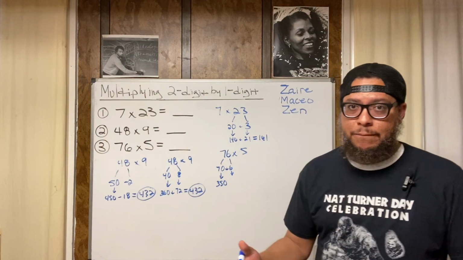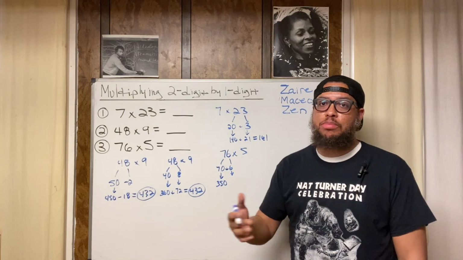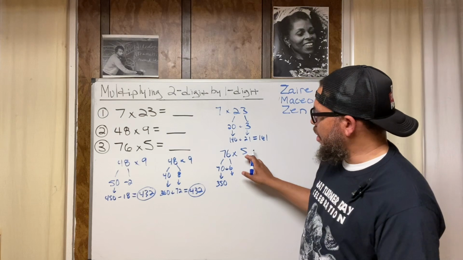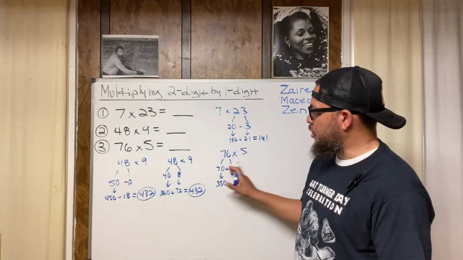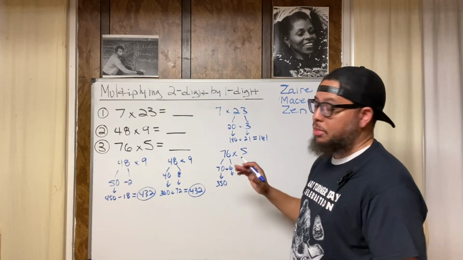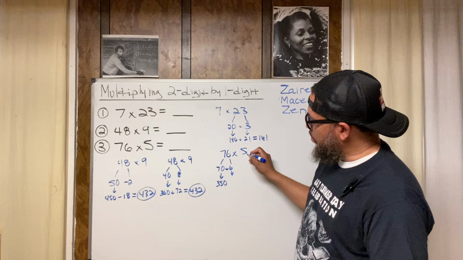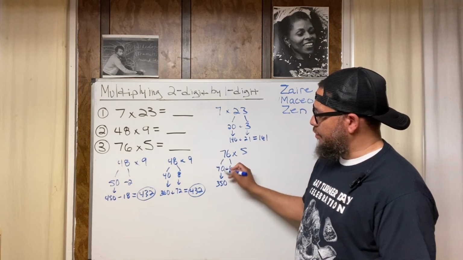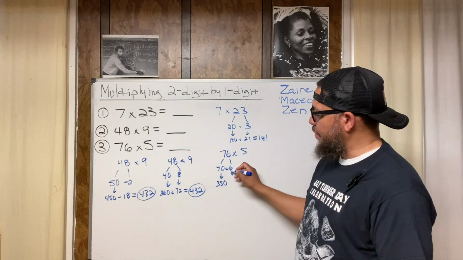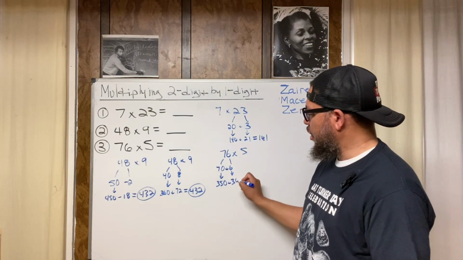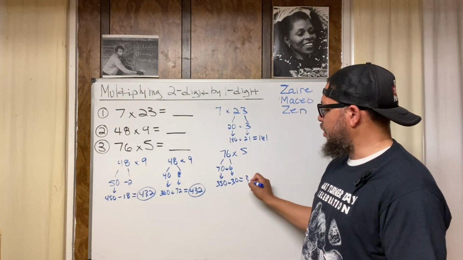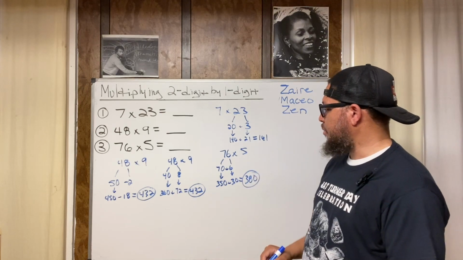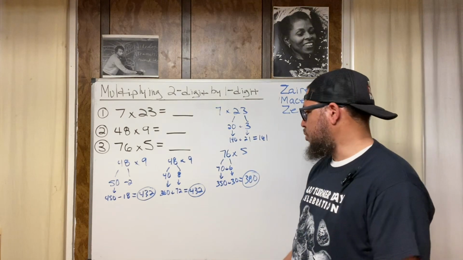I'm distributing. So in school, you're going to learn about something called the distributive property. The distributive property says that you can multiply a number by a quantity which is being added or subtracted, and you multiply the number by both of those numbers. So we distribute the 5 to the 70 and we get 350. We distribute the 5 to the 6 and we get 30. 350 plus 30 is 380. That's what we get.